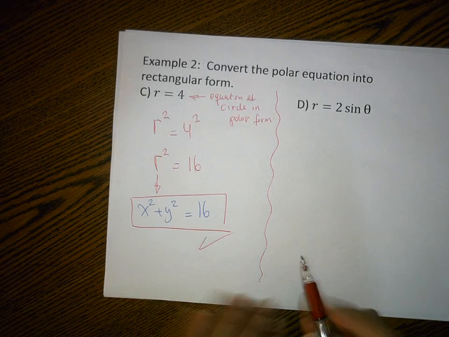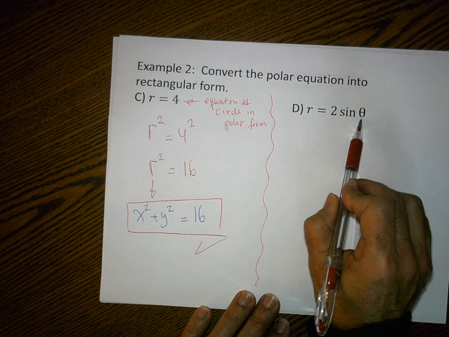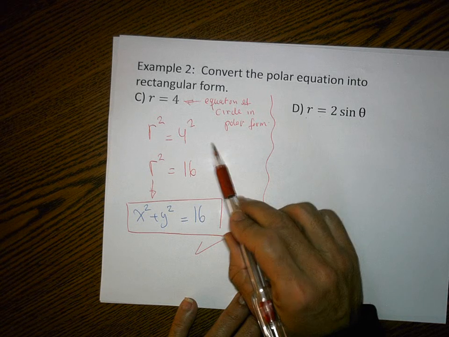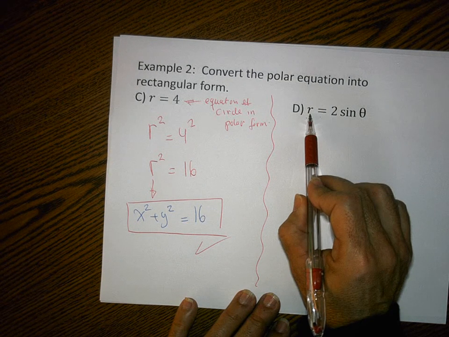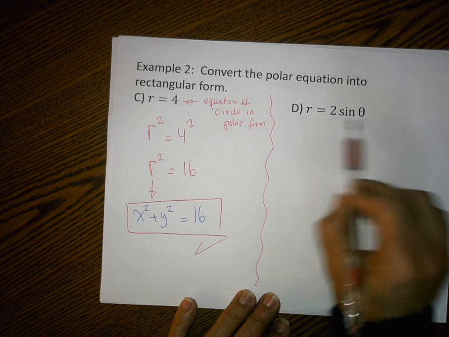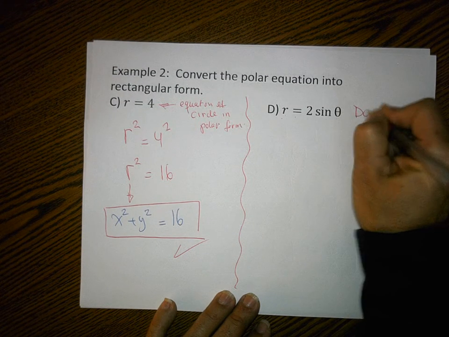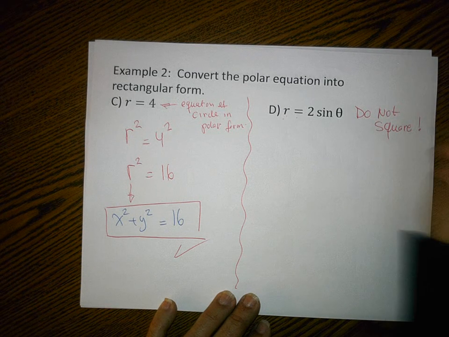We just worked backwards. Now let's go from polar to rectangular. I have r equals 2 sine theta. And you're probably thinking, I'm just going to square it, just like she did on the problem here. Nope, don't square it. Because if you square this, yes, it looks pretty, but it's not going to help you at all. So do not square it.